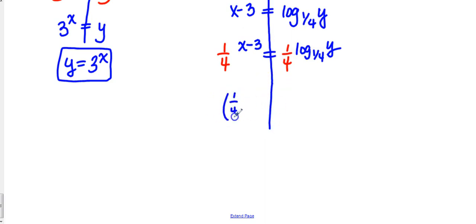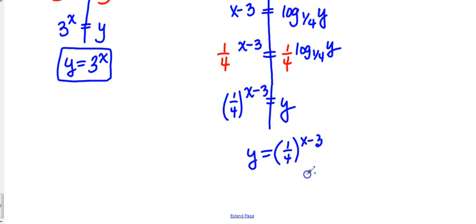which means on this side, this will stay, 1/4 to the x minus 3. But 1/4, like I just said, 1/4 to the log base 1/4 cancels, leaving behind y. Direction said solve for y. Y is by itself. I'm done. My inverse function is y equals 1/4 to the x minus 3.